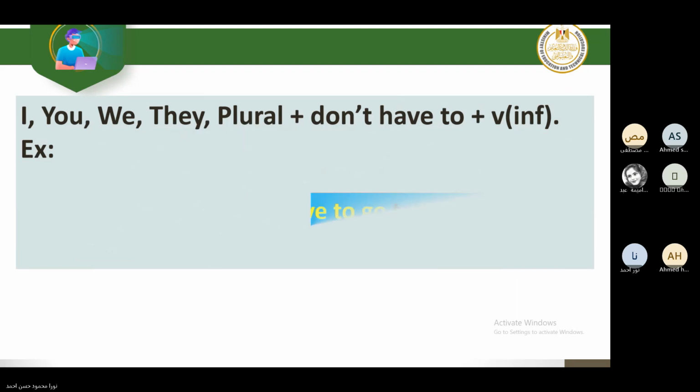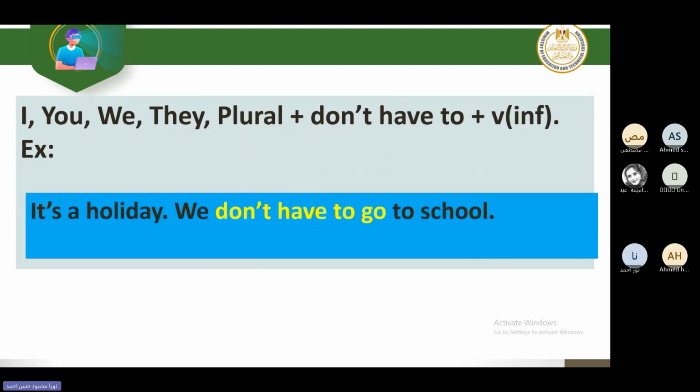Can you think of something? Okay. It's a holiday. We don't have to go to school. It's not important to go to school, right? So here, if you notice, I and you, we, they, the plural, takes don't have to plus the verb in the infinitive. So don't have to is followed by the verb go. It's in the infinitive, right?